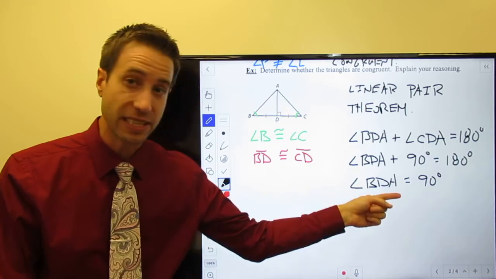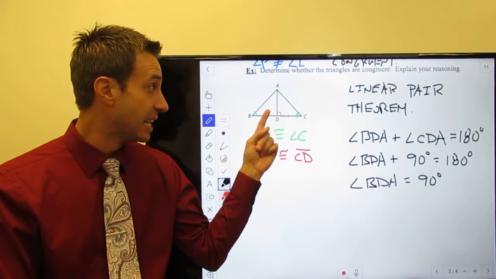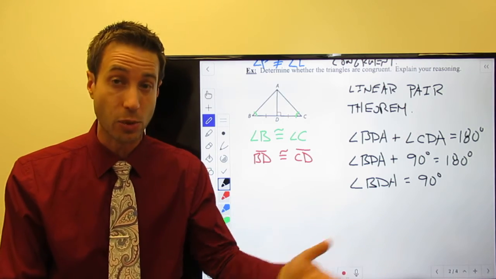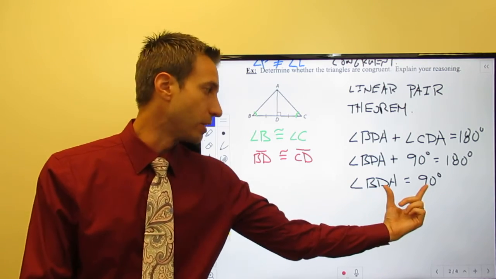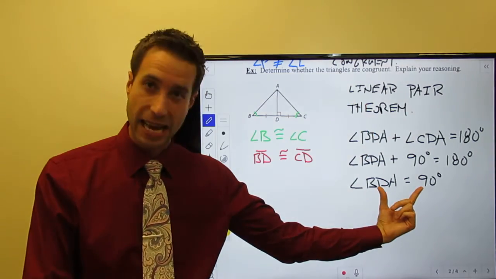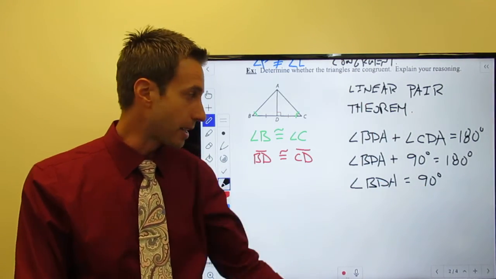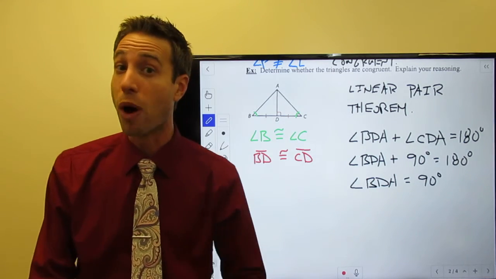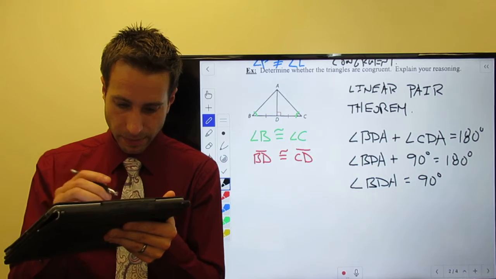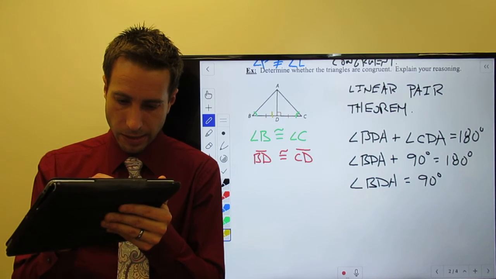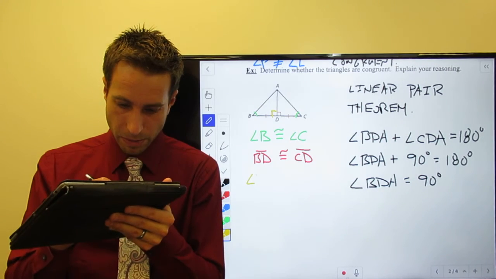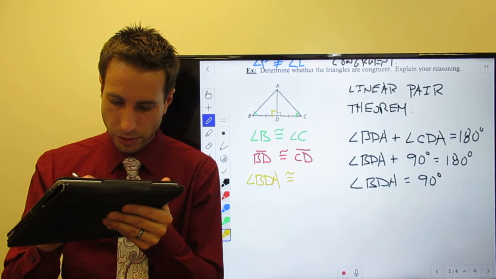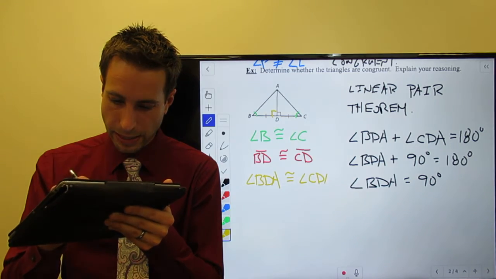But I doubt you guys even need to do the math to see that. If this guy's 90, this guy has to be 90. That's the only way it sums to 180 degrees. So anyway, we've shown it, right? The linear pair theorem, they got to sum to 180 degrees, and there they are. So I've got 90 and 90 sums to 180 degrees. But more importantly, what that tells me is that angle BDA is congruent to angle CDA.